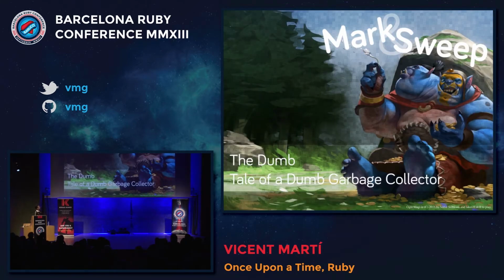The first tale is called Mark and Sweep, the dumb tale of a dumb garbage collector. So the legend says that inside of MRI, inside of Ruby, there lives a magical creature that takes care of eating out the memory that the program is not using anymore. There is very little known about this creature because all the stories, all the tales that have ever been written about it, they are written in a very ancient language full of arcane glyphs that I don't understand. What was the name? Oh, Japanese. Yeah, the docs are in Japanese, so I don't really know what's going on here.